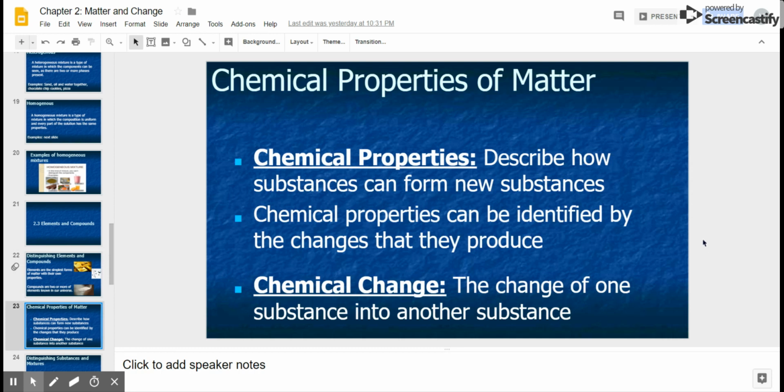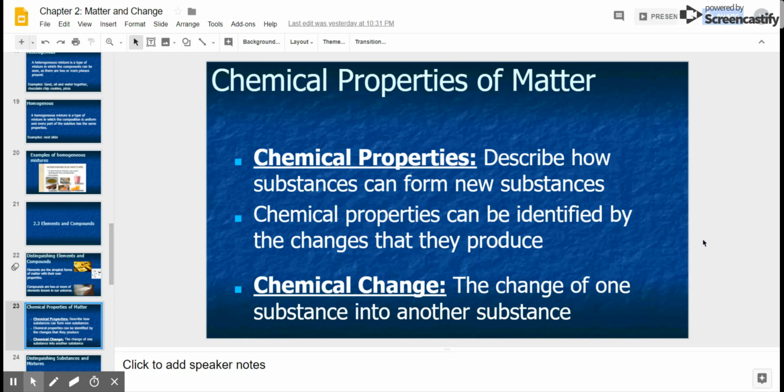So, matter consists of, remember what I mentioned, chemical and physical properties. 2.1 and 2.2 covered the physical properties of matter, whereas from here on out, we're going to be covering the chemical properties of matter. Essentially, what chemical properties mean is how certain substances could form or transform into new substances. Chemical properties typically are identified by the changes that they produce.